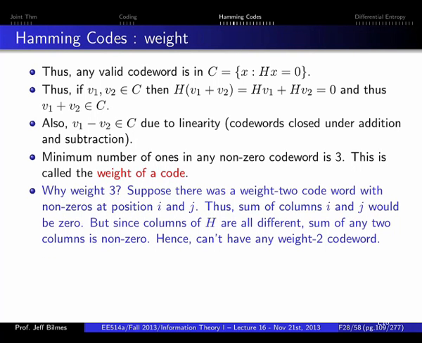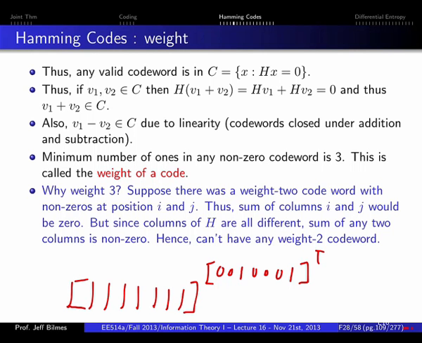Okay, so here's H. It has 7 column vectors, right? And we're multiplying it by this code word, which purportedly has only 2 non-zero entries. So let's say 0, 0, 1, 0, 0, 0, 1, transpose. Right, so it's this position. These are the two non-zeros in the code word.